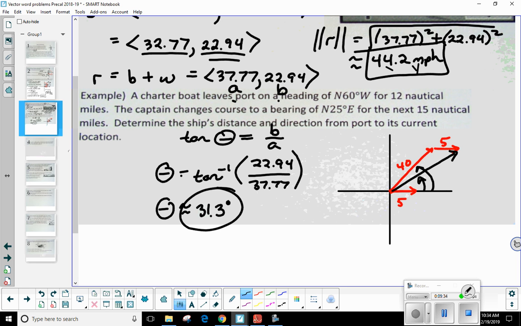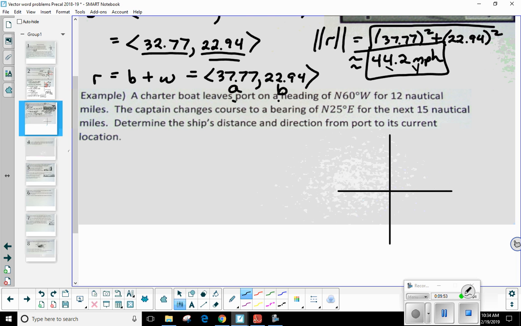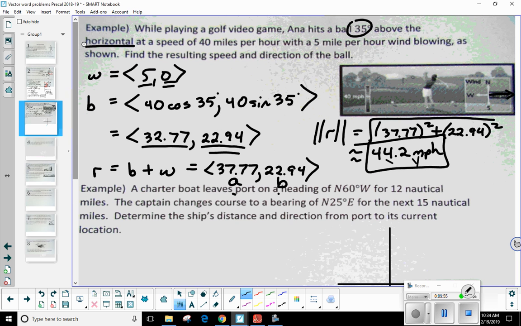How are we feeling about the word problems? They pretty much remain consistent. As long as you find the component forms of those vectors, you're going to be just fine. So speaking of, let's try another one.